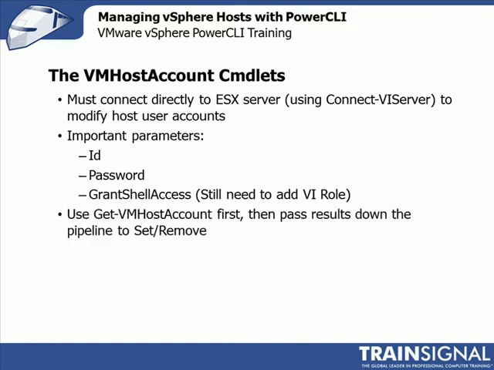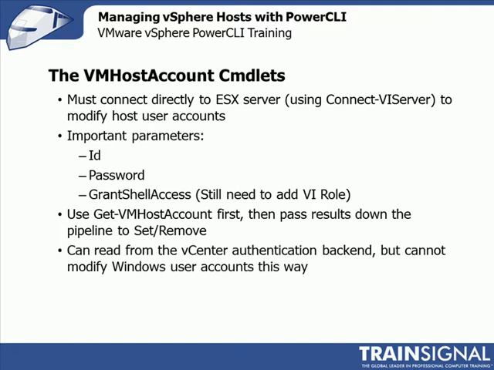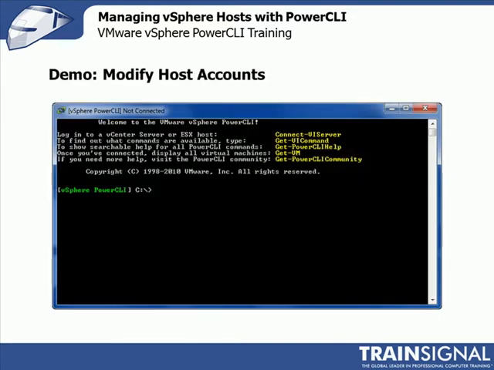Now, the way that you're going to work with these commandlets, it's easiest to definitely do so using the PowerShell pipeline, and I'll show you examples of this in a minute. What you can do is use Get-VMHostAccount and have that pull out the information that you need, and then pipe the results of that to the Set or Remove commandlets. Now, you can use Get-VMHostAccount to read from vCenter, the authentication backend, which is usually going to be Active Directory, but you can't modify these Windows user accounts in any way. Let's get into the specifics here, and I'll show you how to work with these host accounts.